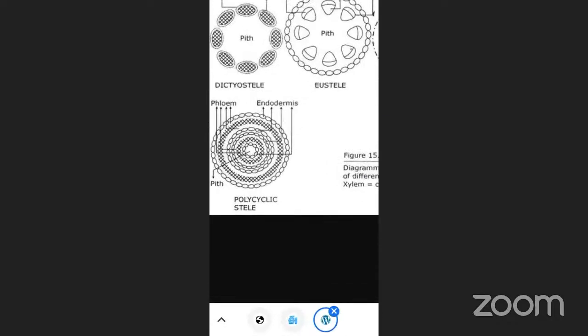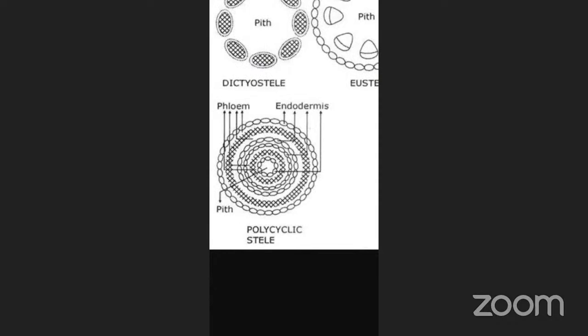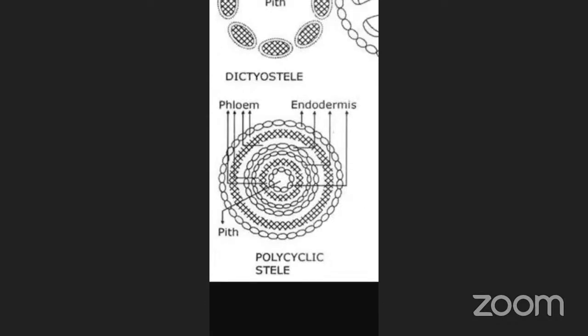The next one is the polycyclic stele. Polycyclic stele means the ultimate complication of the stelar organization in the pteridophytes, consisting of the development of a number of separate steles one inside the other. So the independent steles are there within the steles. A number of separated steles are there within the other stele. This is known as the polycyclic stele.